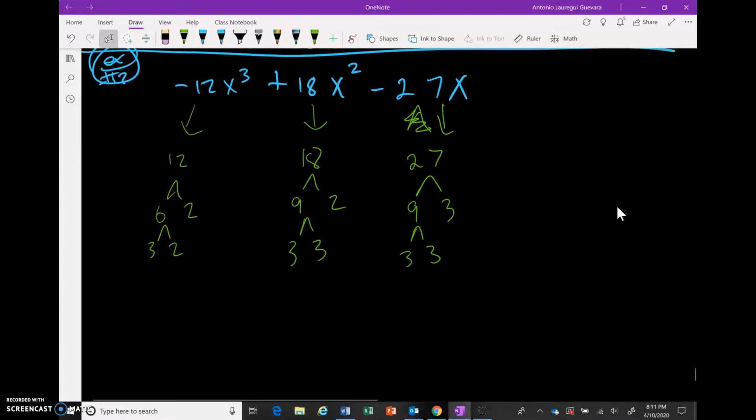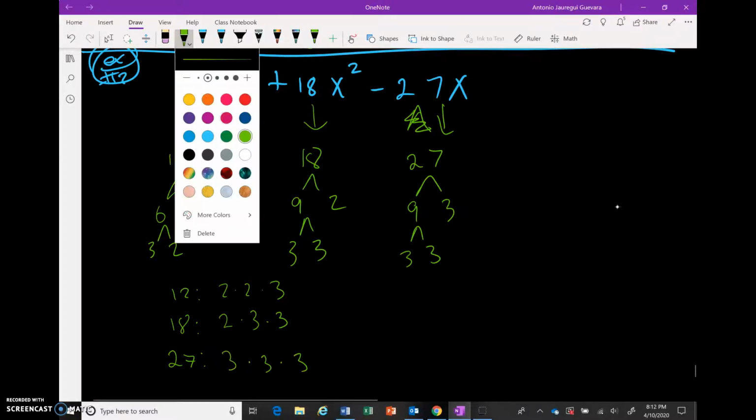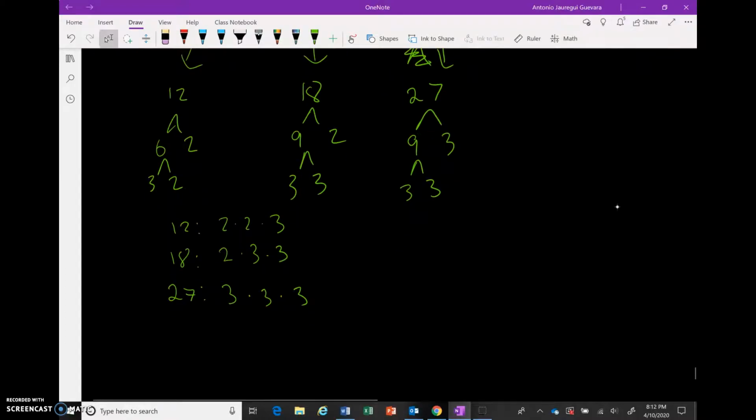So if I go ahead and I list all the factors of 12, factors of 18, factors of 27. So 12 would be 2 times 2 times 3. Factors of 18 would be 2 times 3 times 3. Factors of 27 would be 3 times 3 times 3. Then looks like this one doesn't have a 2. None of these have 2, so really can't be a 2 in there. But I can take out a 3, right? So the greatest common factor will have a 3.